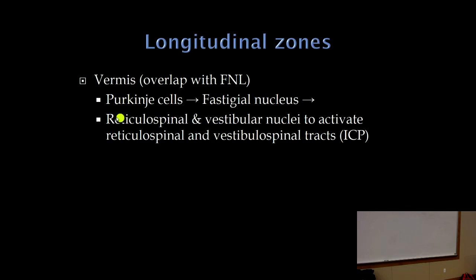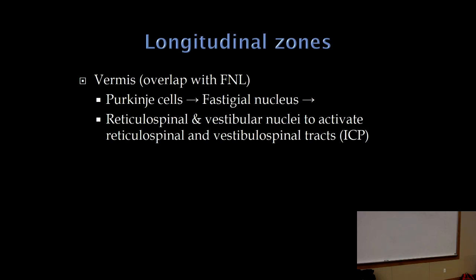So Purkinje cells at any part of the cerebellar cortex, now we're talking about the vermis, will project to different deep cerebellar nuclei. If we're speaking of the vermis or the flocculonodular lobe, it's the vestibular nucleus that's involved. Now, just to think about this, we said the vermis coordinates truncal midline musculature. So what are pathways we've talked about that coordinate midline muscles? Well, we've mentioned the reticulospinal tract and the vestibulospinal tract. These are both involved in midline truncal movement.